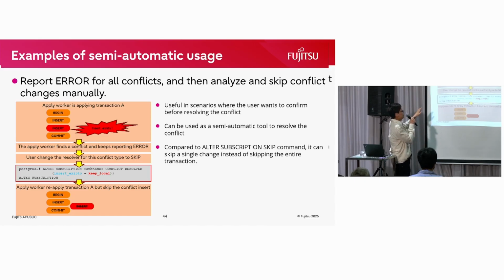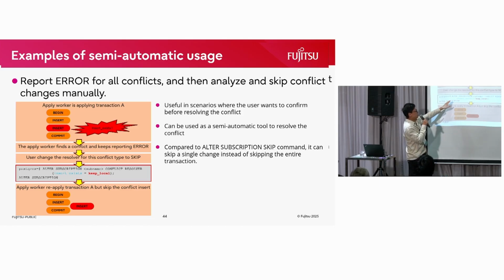So in this case, the user wants to check it by themselves and confirm if this row can be skipped. And after confirming, they find it can. So they can execute this ALTER SUBSCRIPTION command to change the resolution method of this insert_exist to keep_local. And then the apply worker notices that and will simply skip this insert. But it will still apply the original transaction, and only skip the single insert.